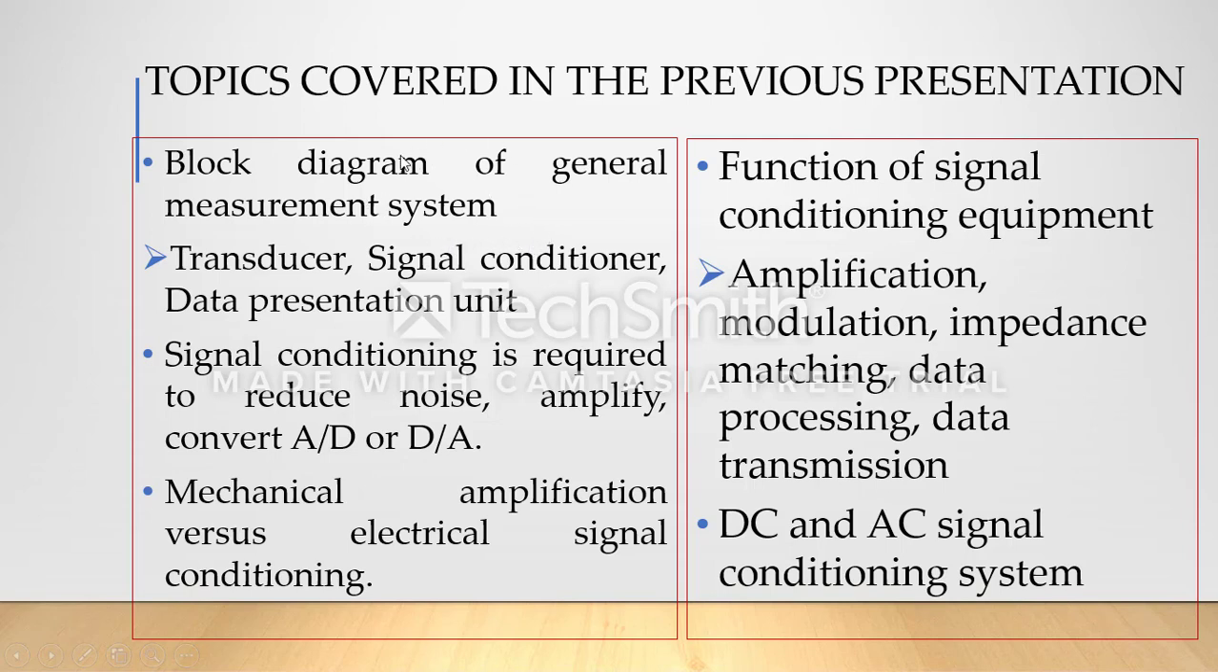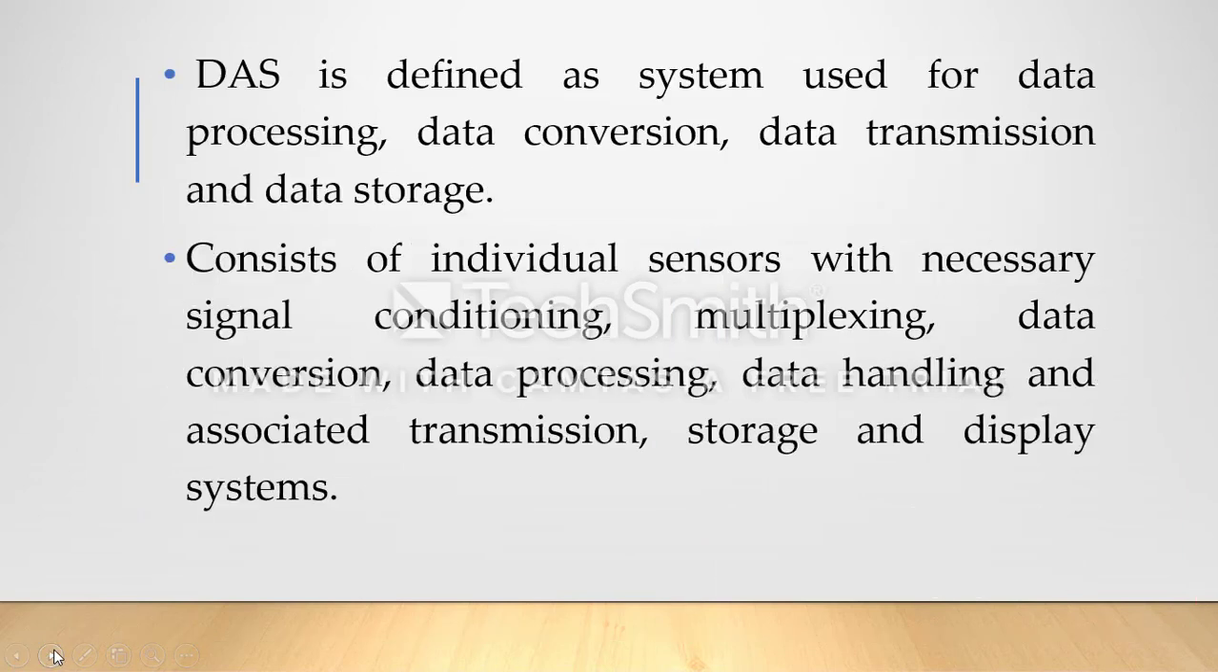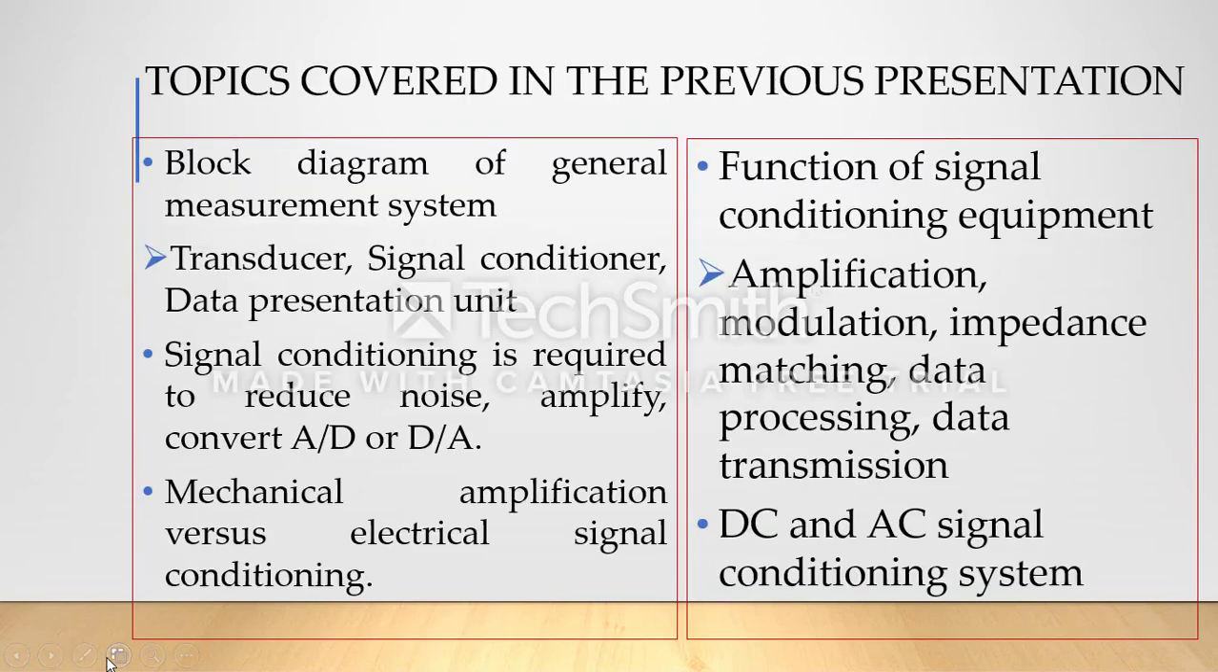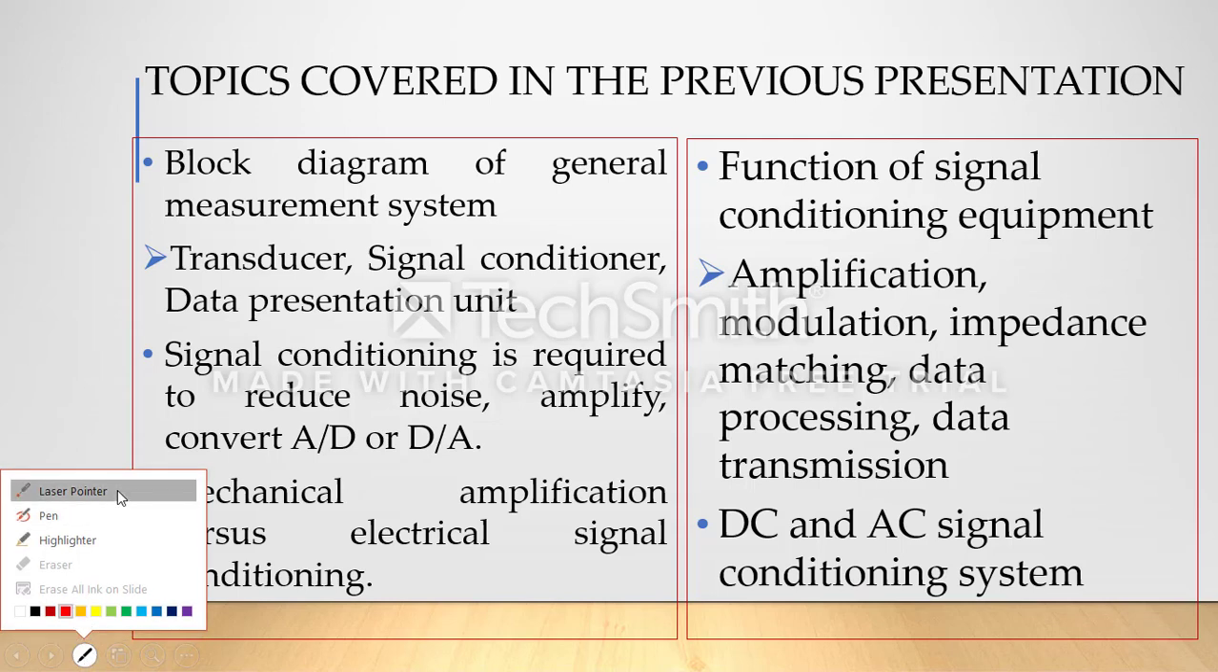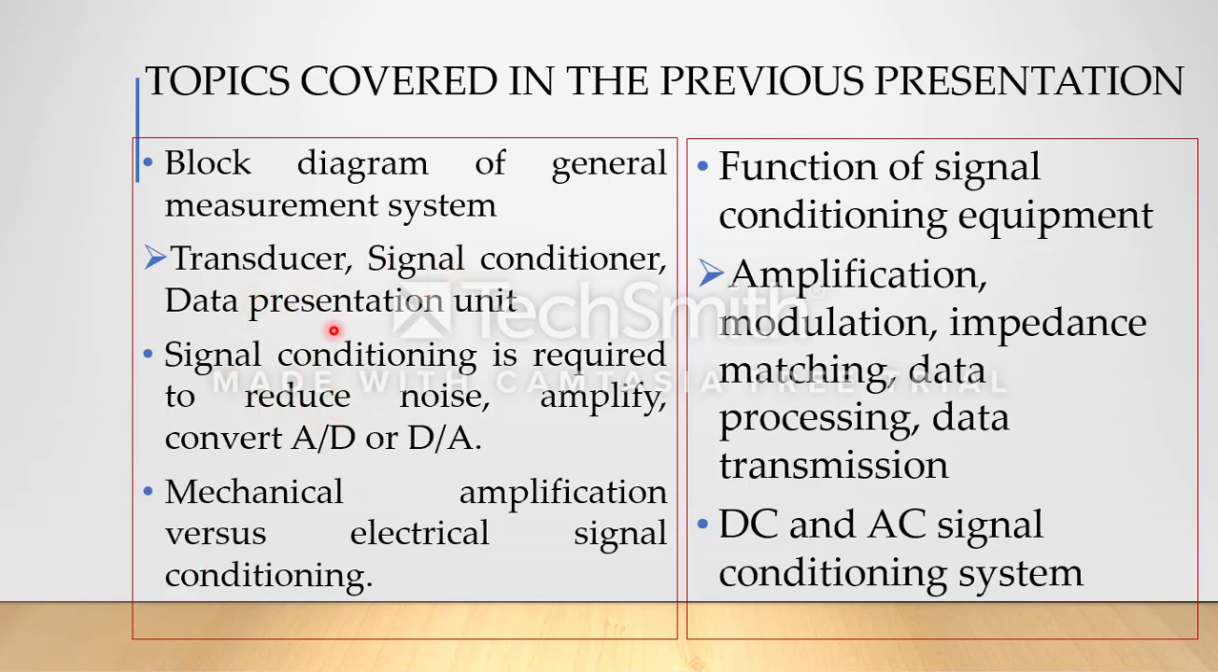Just remember this block diagram. In a signal conditioning system we need three blocks: one is a transducer or a sensor, then the signal conditioner. This signal conditioner can be an amplifier, a filter circuit, or any other type of circuit, mainly electrical circuits. Then we have the data presentation unit, which can be some measurement scale device. Signal conditioning is required to reduce noise, as I had already said.